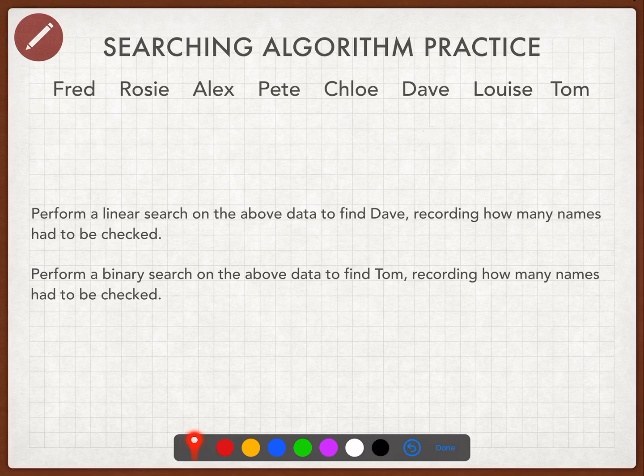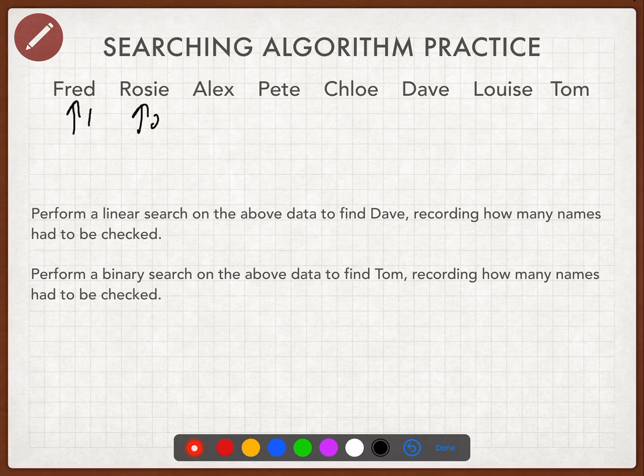Okay, so the first thing we're going to do is perform a linear search on the data above. So a linear search means we go through the data one at a time until we find what we're looking for. In this instance, firstly, we look at Fred, because it's the start of the list. So this is the first item we're looking at. It says here to record how many names have had to be checked as well, and it's simply just the amount of arrows we've done. So we've done 1 arrow there.